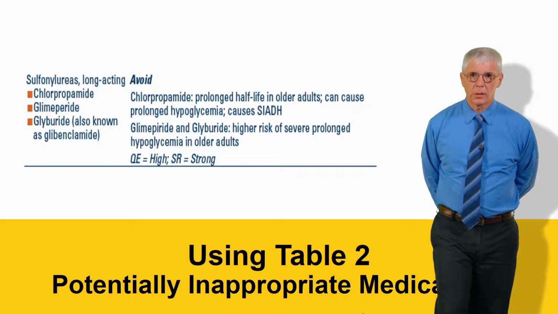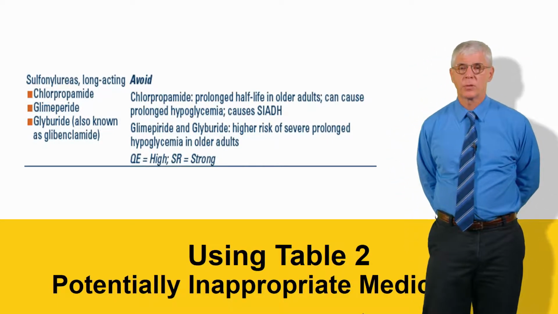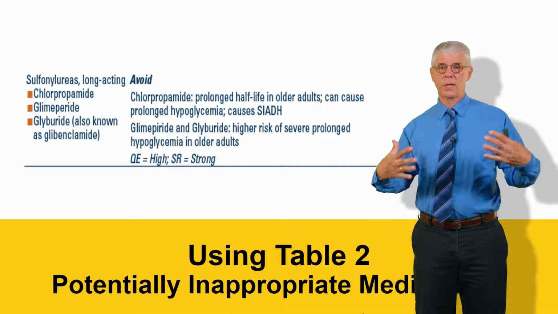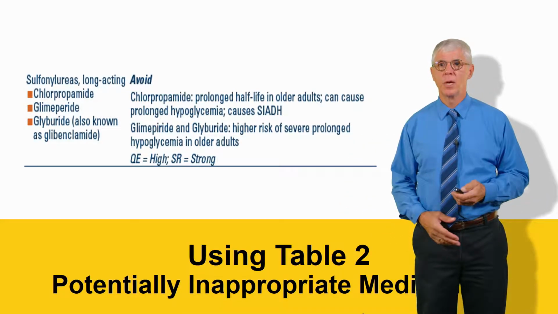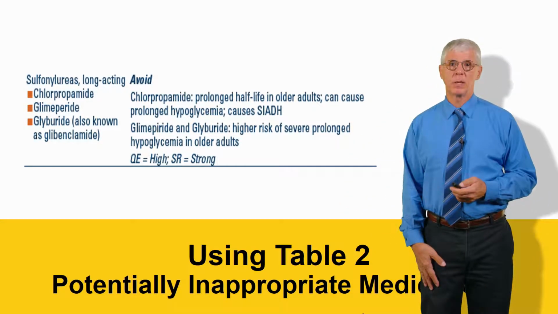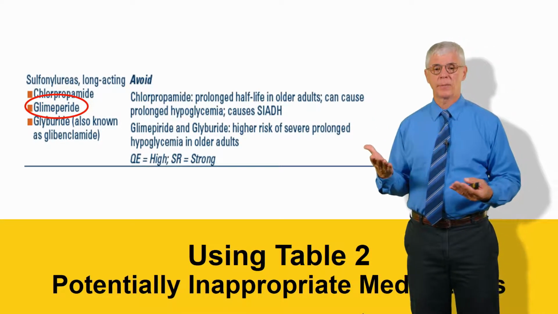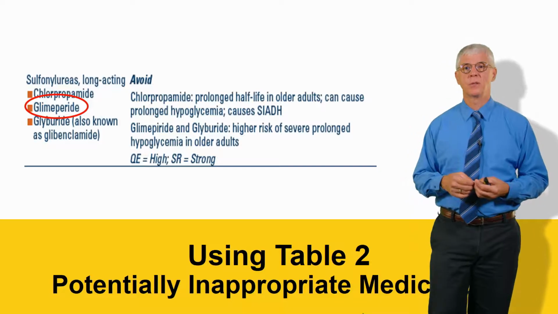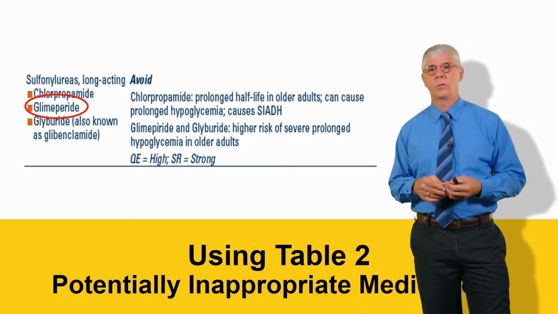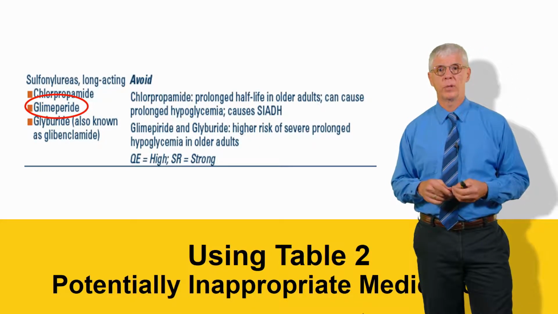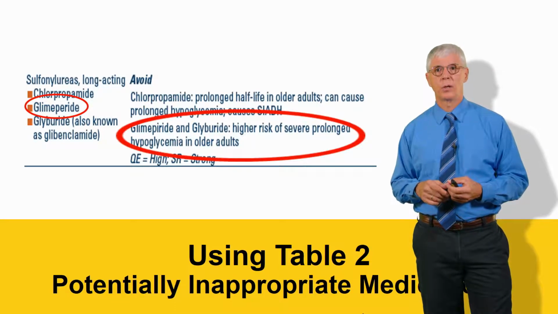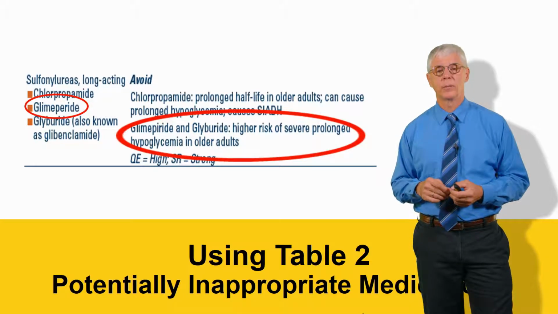Okay, so let's look at the tables and see what they tell us about the Beers medication list. When we apply the Beers medication list to the tables, we look at table 2, and we talked about this a little bit earlier. Glimepiride was added to the Beers criteria in 2019 as a sulfonylurea to avoid, and we avoid it because of its prolonged risk of hypoglycemia.